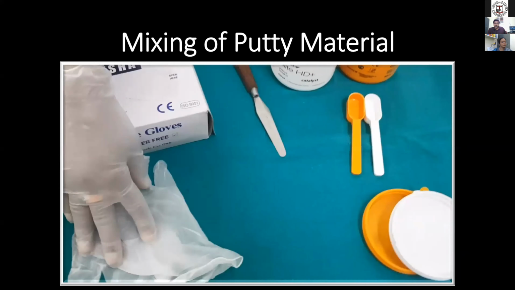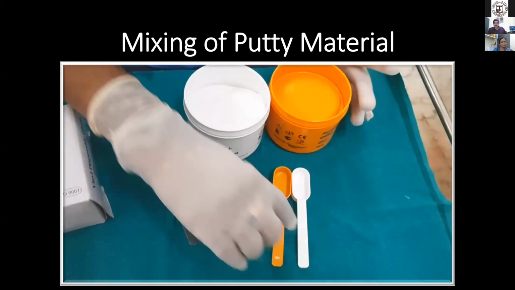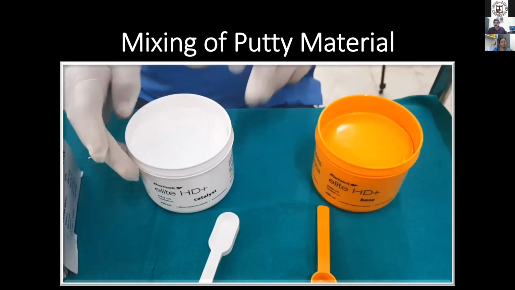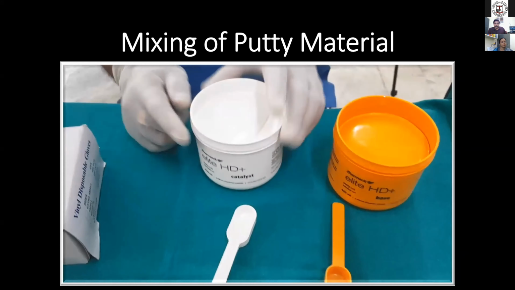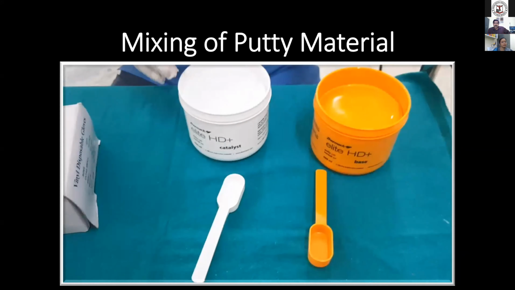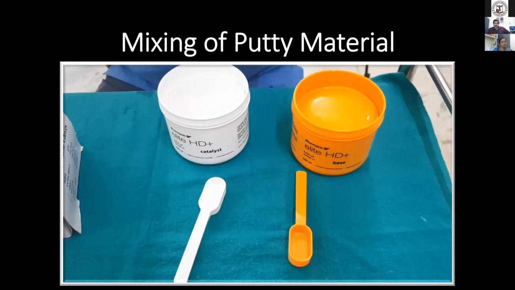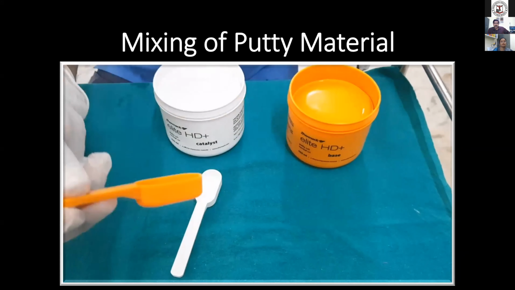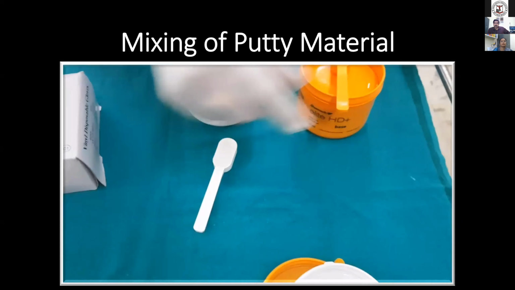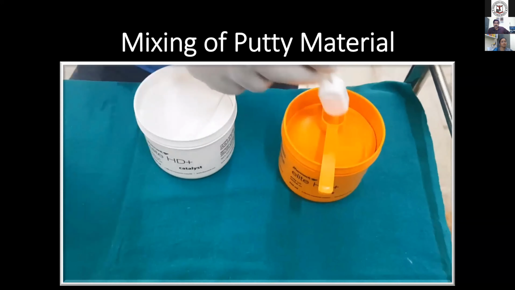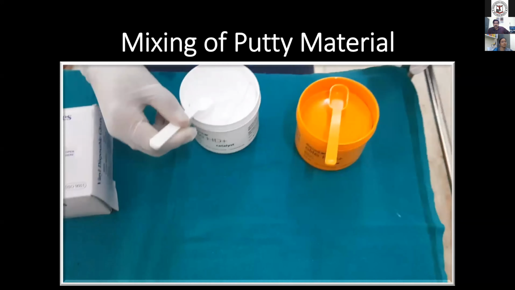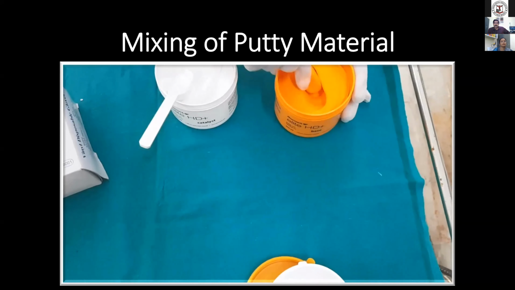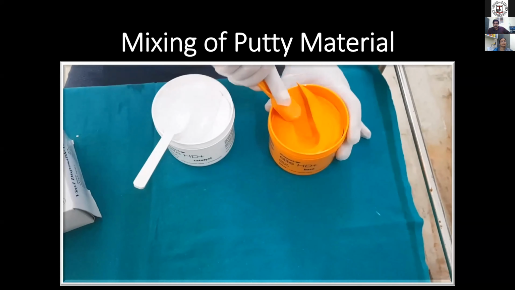Vinyl gloves are recommended. We cannot use latex gloves since it inhibits the setting of addition silicone. Nitrile gloves also can be used. Putty material is available as base and catalyst. Separate scoops are available. We should not interchange these scoops. Equal volume of base and catalyst has to be dispensed.